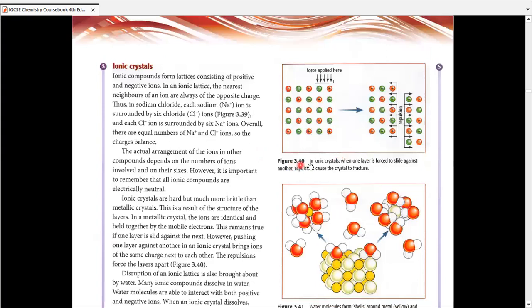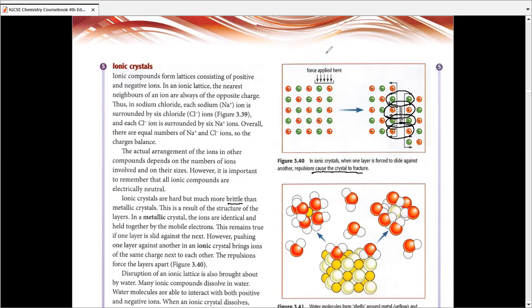Now, take a look at this figure 3.40. It gives you a very good idea how that happens. They are present in an alternating arrangement, and if you apply force at certain layers so that the layers slip over one another, they do slip. But when they slip, all the repulsive forces come into play because similar charges come in front of one another. Positive faces positive, negative faces negative. These repulsions cause the crystal to fracture, and the entire compound, instead of changing its shape, breaks. We call it brittle.